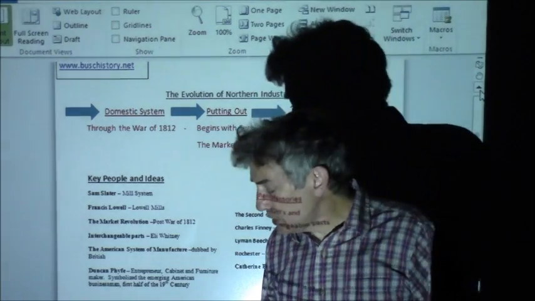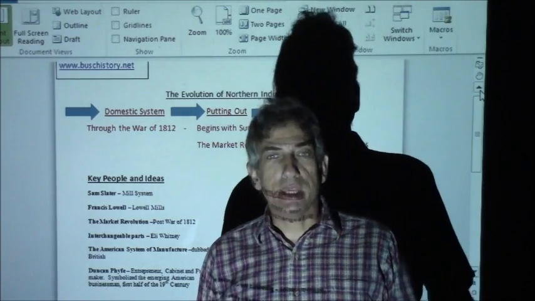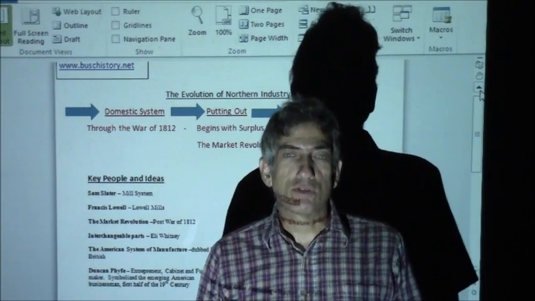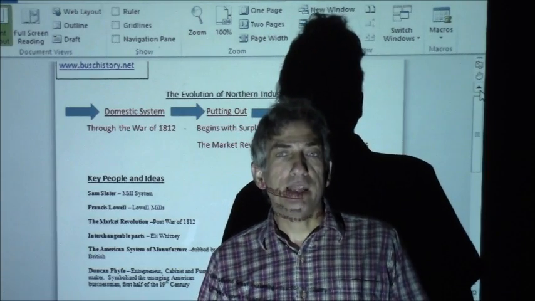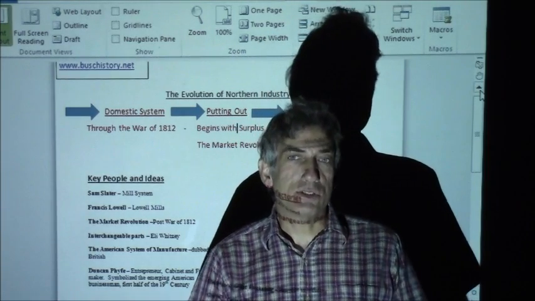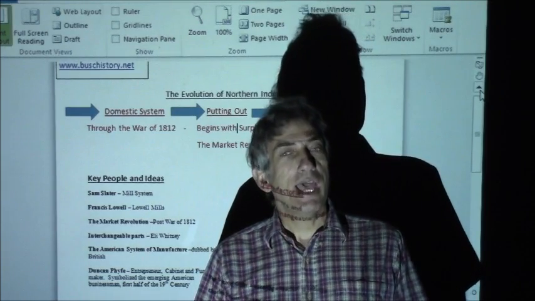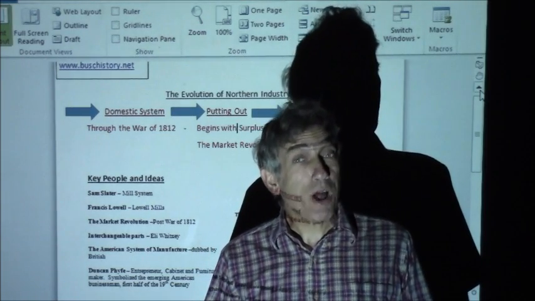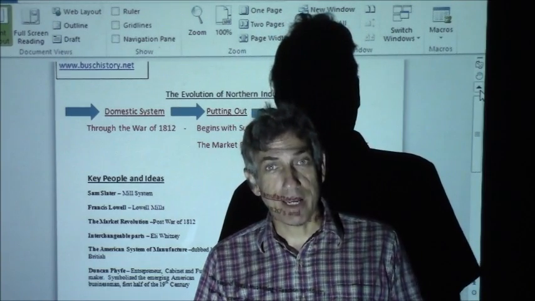Anyway, I want to take a look at this. This has to do with what exactly is happening in the North while the South is growing very, very dependent on cotton. I've established previously that the South is selling its cotton to the North. The North is taking that cotton and making it into finished goods and selling those back to the South at a huge profit. So in every transaction, the South is losing and the North is gaining.